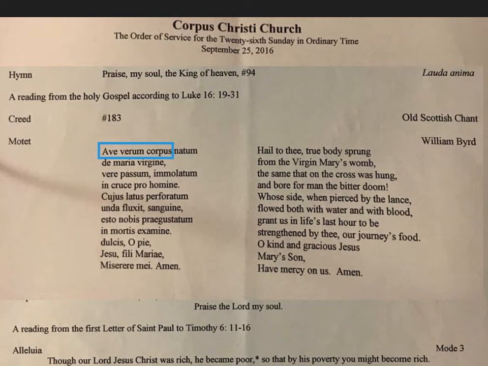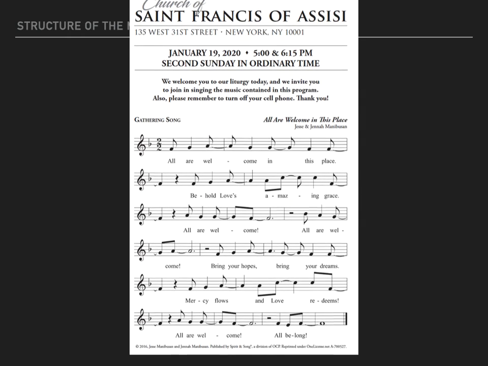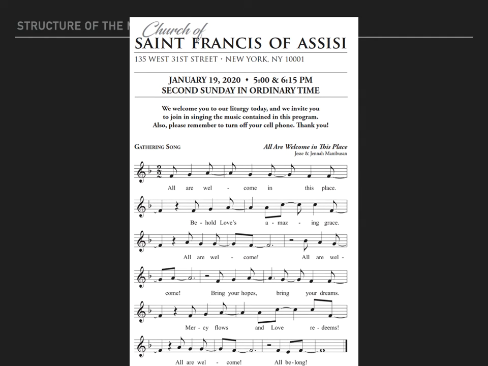All right, let's take a look at another church that you're going to go to. This is St. Francis of Assisi. This is the one on 31st Street. And again, here at the very top of the program, you will notice where it says Second Sunday in Ordinary Time. This gives you a sense of where we are in the church's year.